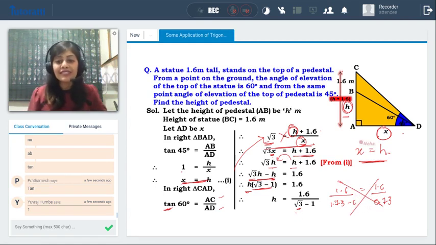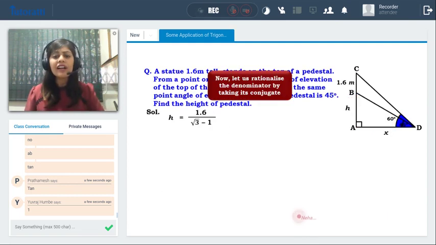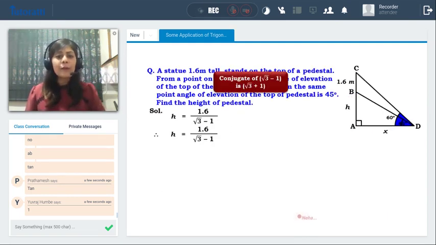Since you have an irrational expression now, it's not just an irrational number, it's an expression, right? So again, we rationalize. We'll multiply and divide by the conjugate of this.